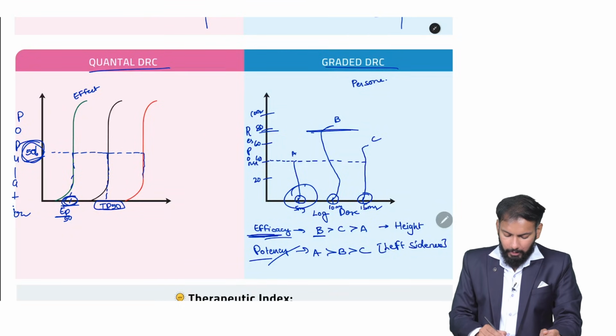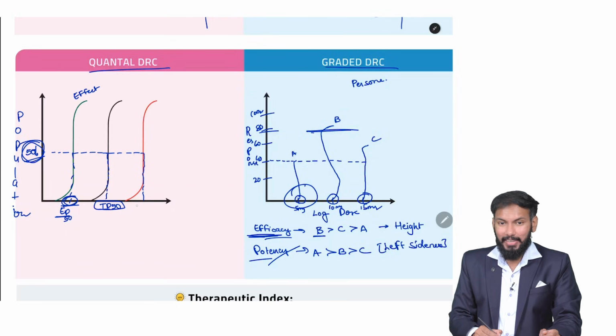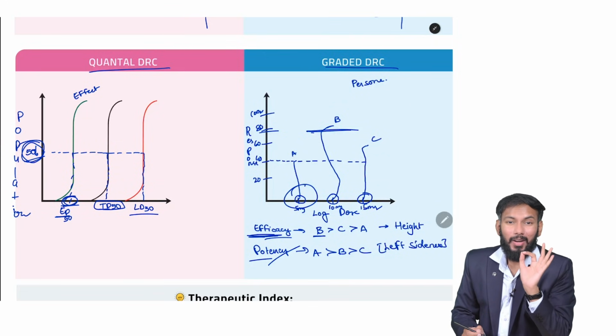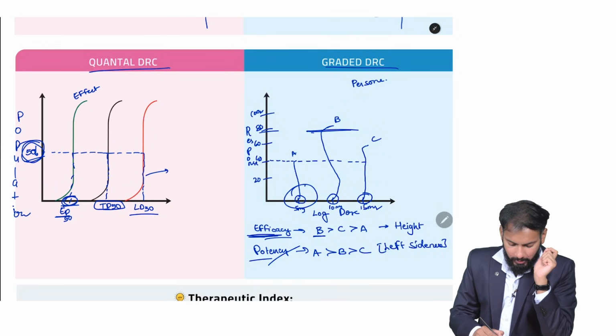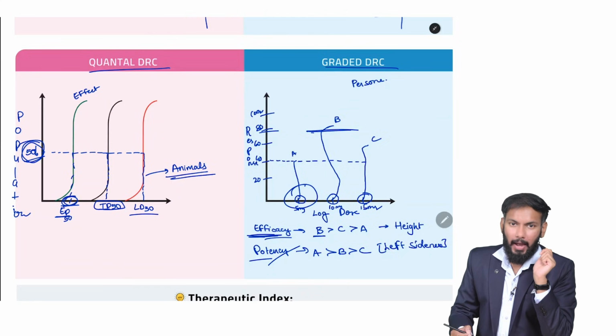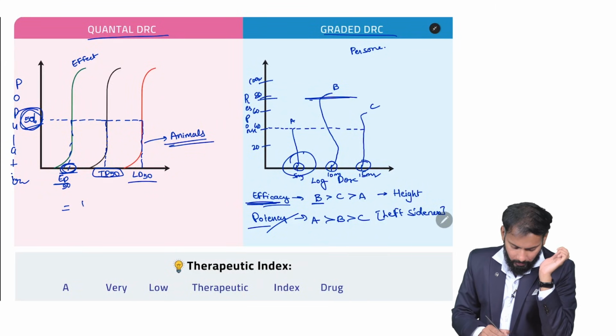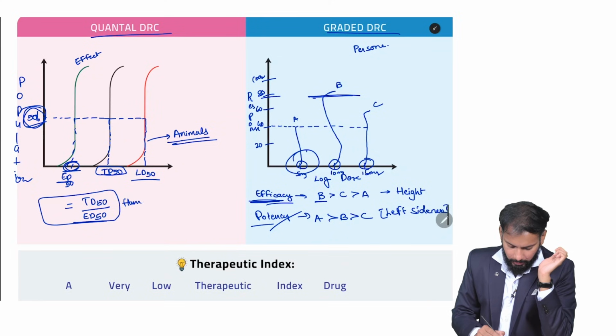Now, the dose that is required to see toxicity in 50% of people is TD50. The dose that is required to produce lethality in 50% of population is LD50. So, LD50 is generally not measured in humans. This is only seen in animals. So, from this you can understand the therapeutic range, index and window. How will you know? What is the formula? It is TD50 by ED50. This is the formula in humans.